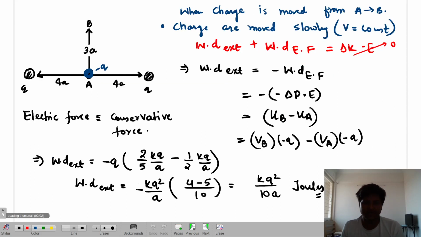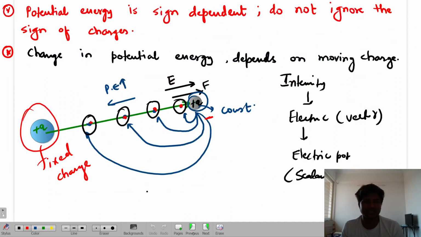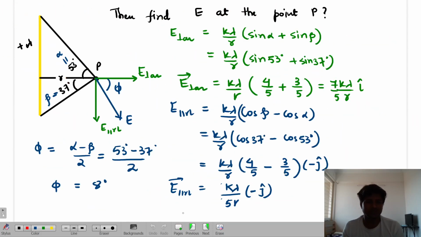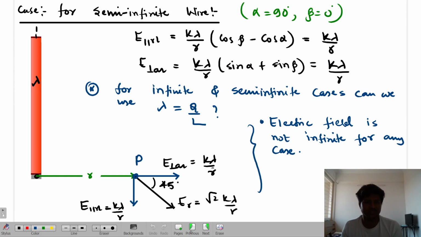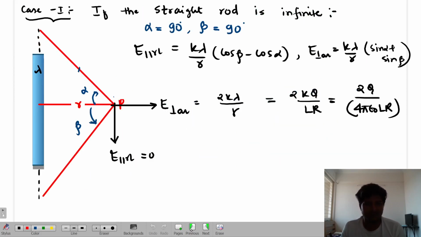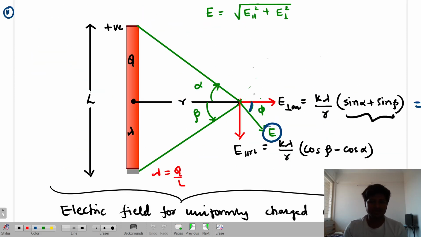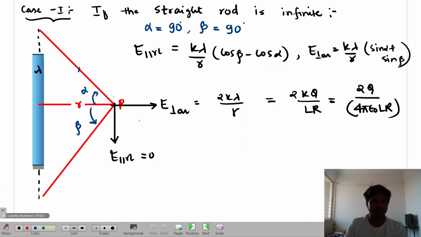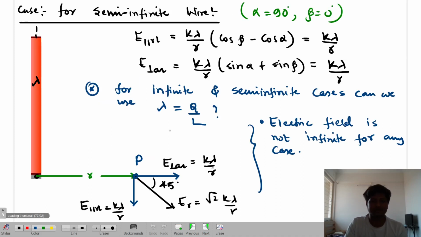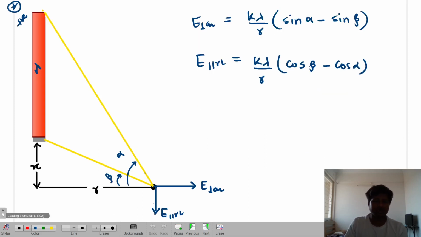So here we defined our potential at the axial case for an electric straight rod, and there are three different cases. Tomorrow there is an assignment for you. For the three different cases, derive the potential for this point, this point, this point, and this point.